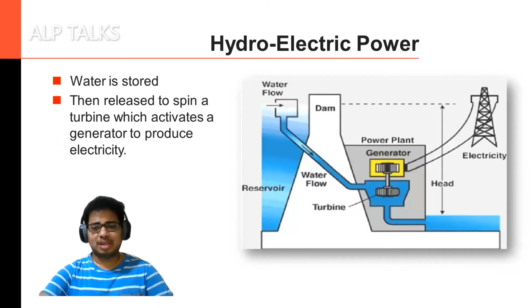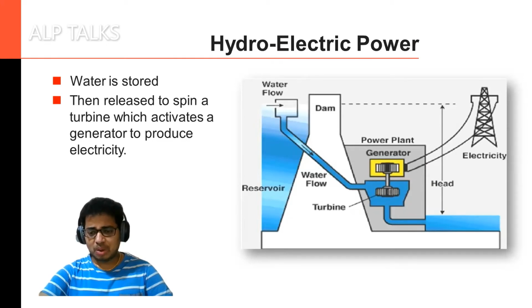This is the hydroelectric power plant. Here there is no smoke, no heat, nothing. Here water is the stored energy. This is the reservoir. Whatever water we have stored on the dam flows to the turbine through the penstock.